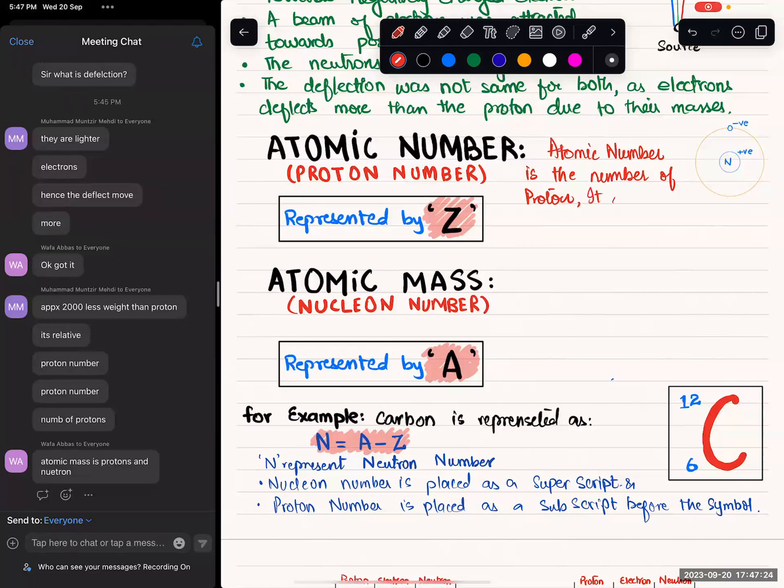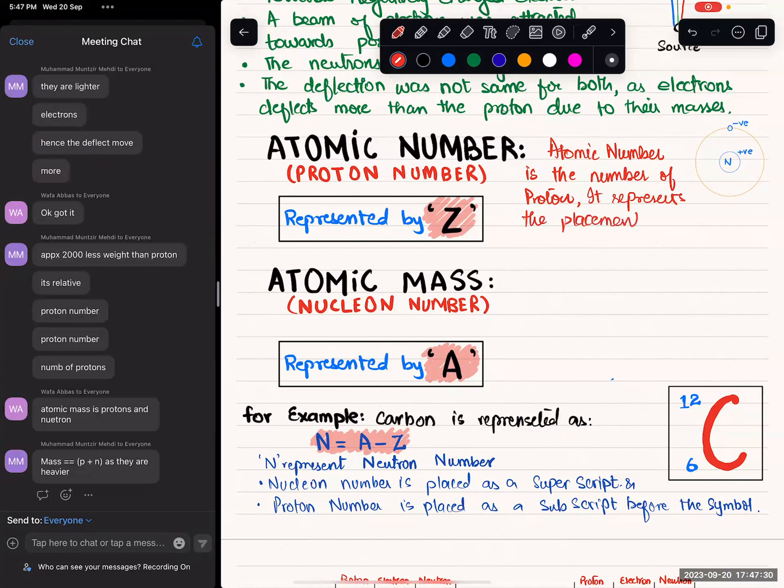It represents the placement of an atom within the periodic table.